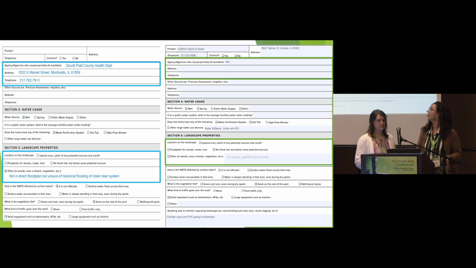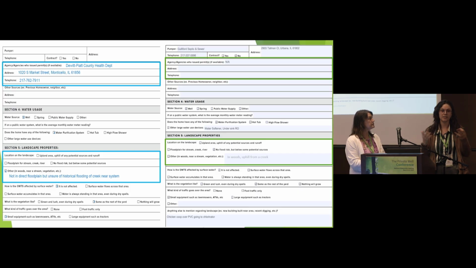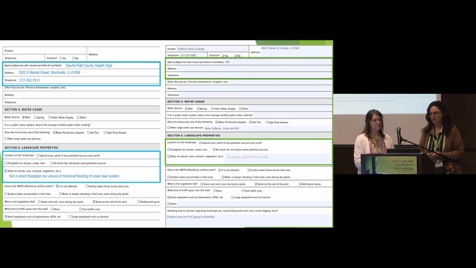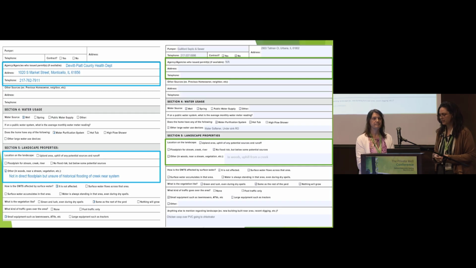And for System B, again, we don't have that agency just because we didn't have the permit, so there isn't an agency on file. And then when we get into the landscaping, like I said before, it is in a wooded area. There's no real historical flooding in the area, but there is a creek close to the drainage area, so that is an environmental area of concern, basically.